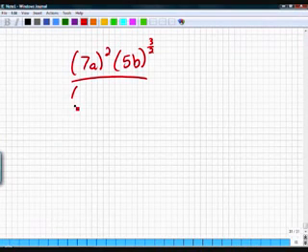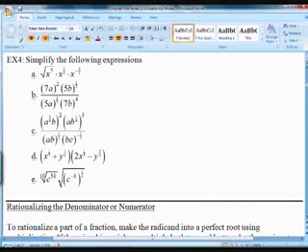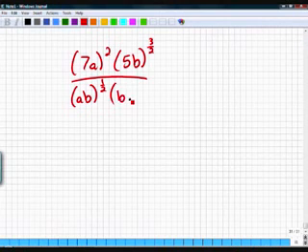ab to the 1 half. I have to do one little piece at a time. And bc to the negative 1/4. That's pretty ugly.